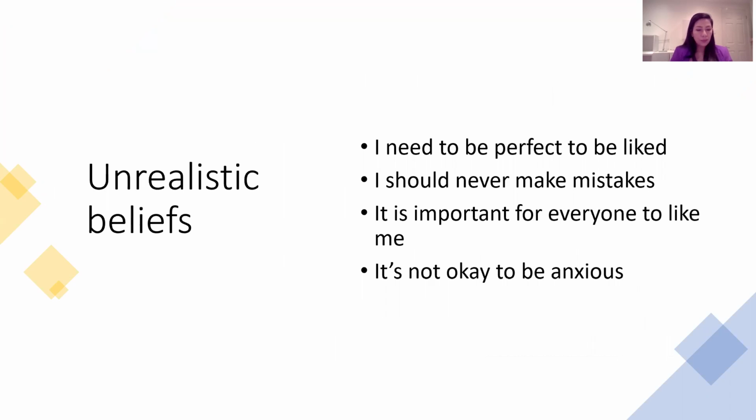And so people with social anxiety also engage in these unrealistic beliefs. So thoughts like, I need to be perfect to be liked, or I should never make mistakes, or it's important for everyone to like me, or it's not okay to be anxious. But remember that really no one is perfect and everyone makes mistakes. It's also unrealistic to think that everyone will like us.